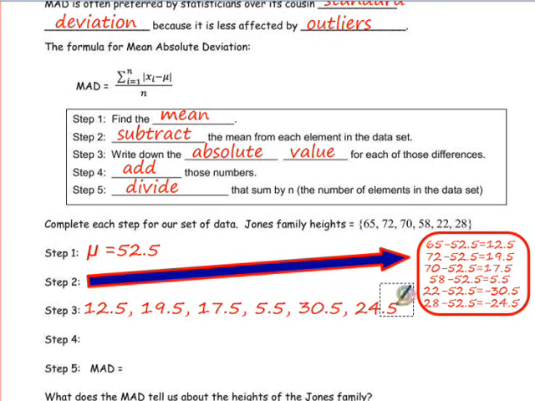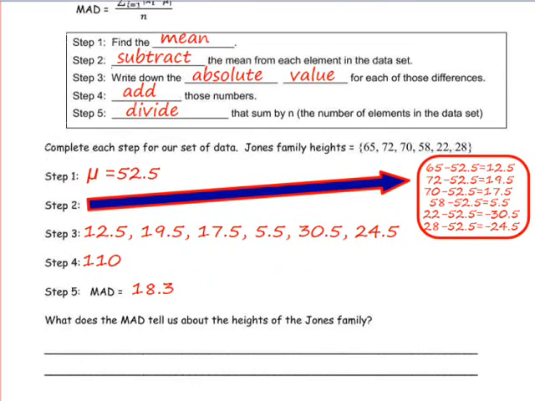Okay. Step 4, we're going to add up those numbers. Go ahead and pause the video and add those up, please. Okay, you've added up those numbers, and hopefully you got 110. And step 5 is to divide 110 by the number that there are. So 110 divided by 6 is 18.3. I rounded, it's 18 1/3, but 18.3.